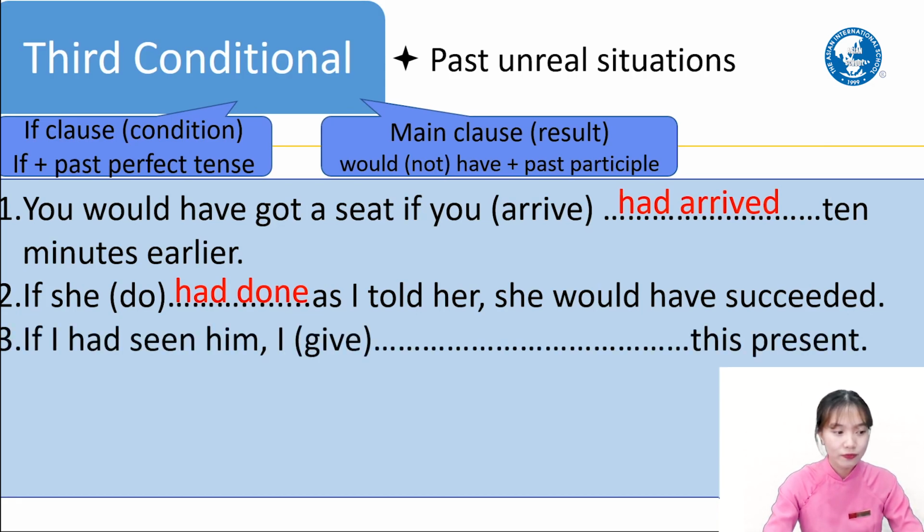The last one, if I had seen him, I blank this present. The if clause is if I had seen him, and the rest is the main clause. In the main clause, the main verb is in the would, have, and past participle form. So the correct verb form here is would have given. If I had seen him, I would have given this present.